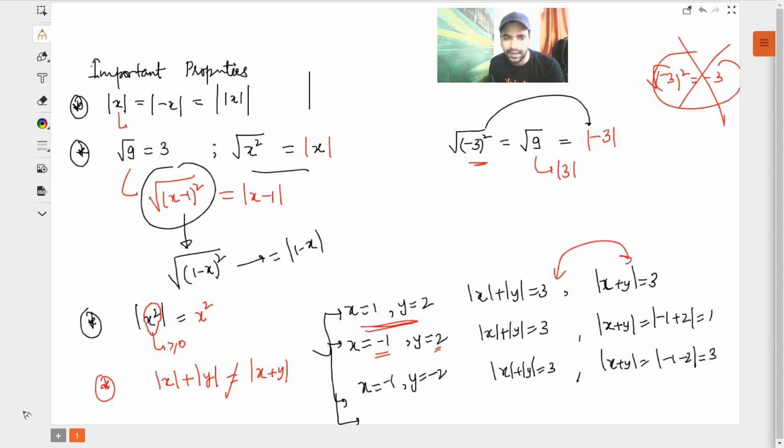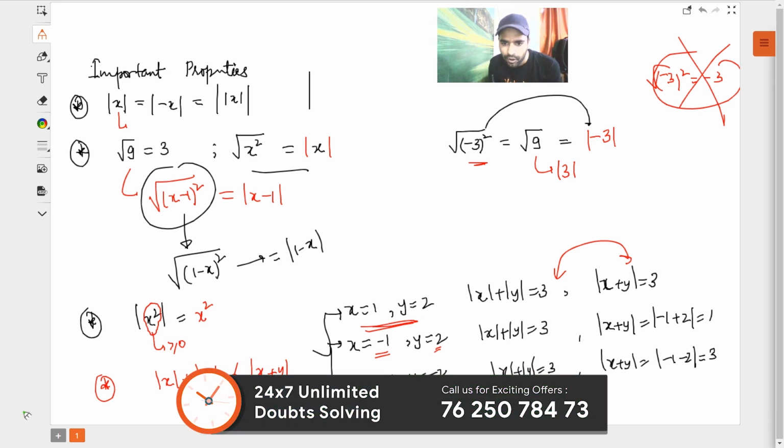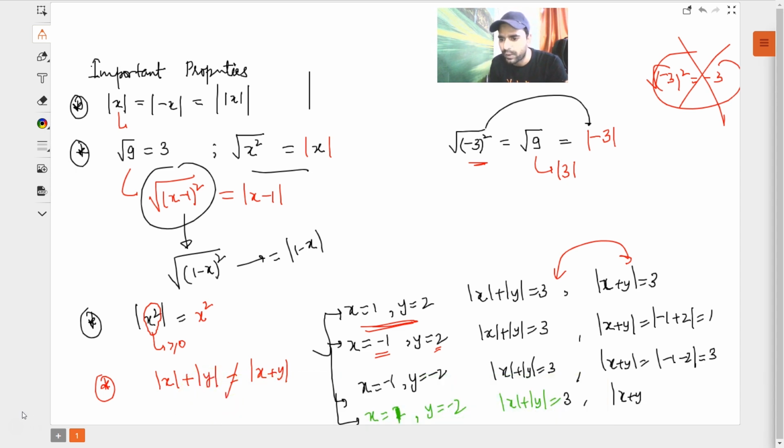I'll take one more example, so that after this example I'll summarize each and everything, and why I'm taking such kinds of values. Just stay tuned. If I take x as 1 and y as -2, what will mod of x plus mod of y be? It is equal to 3, right? What is the value of mod of x plus y in this case? 1 minus 2 comes out to be -1, whose mod is 1, right?